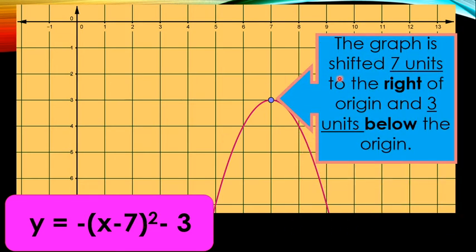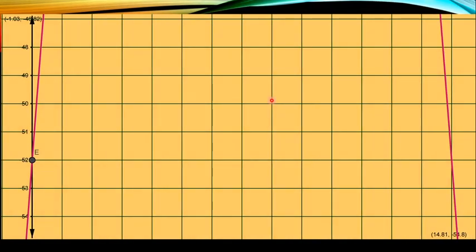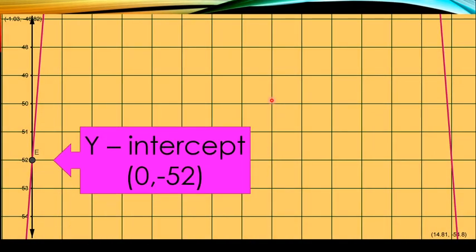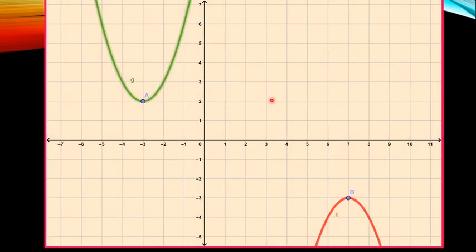So, the graph is shifted 7 units to the right and 3 units below the origin. And here is our y-intercept. Just get the value of the constant term and we can see here the graph of these two functions. Again, this is the graph of y is equal to (x + 3)² + 2. And the other one, since it opens downward, y is equal to negative (x − 7)², then minus 3.